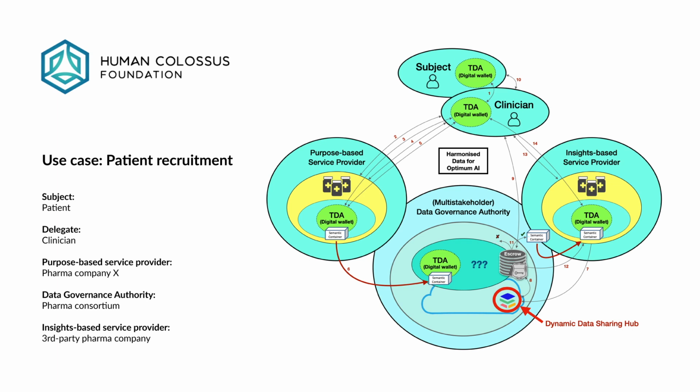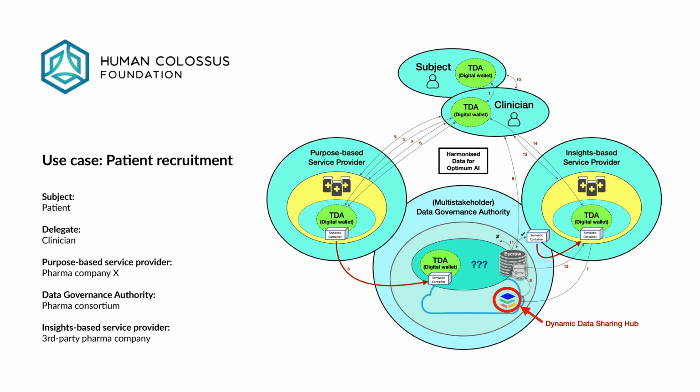In this demonstration, a patient will delegate authority to a clinician acting on their behalf throughout the course of a primary clinical trial. The clinician subsequently has a direct relationship with the primary pharma sponsor, pharma company X, as data is entered on behalf of the patient during the course of the trial. Following the data entry process, Pharma X then requests the patient's consent to allow the data to be searchable for third-party use through criteria searches to a dynamic data sharing hub under the control of a data governance authority, a pharma consortium.